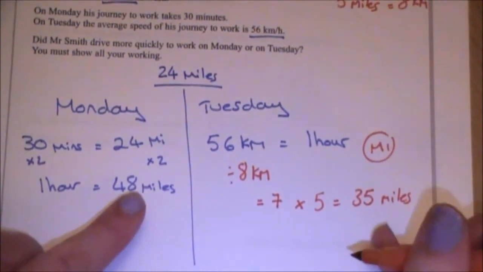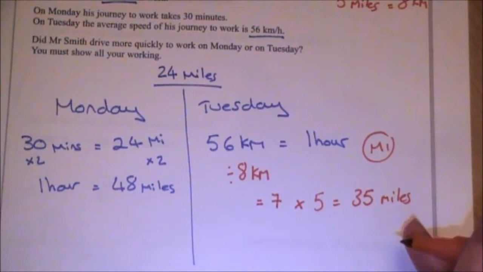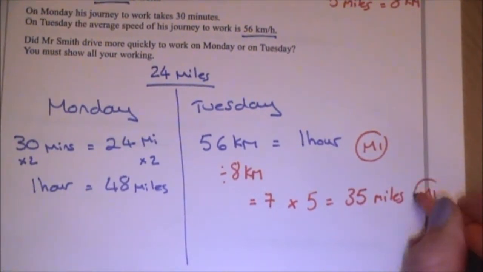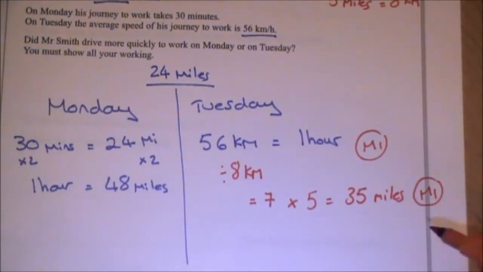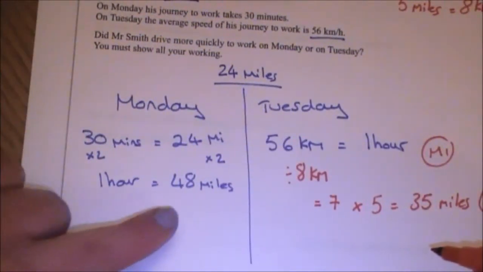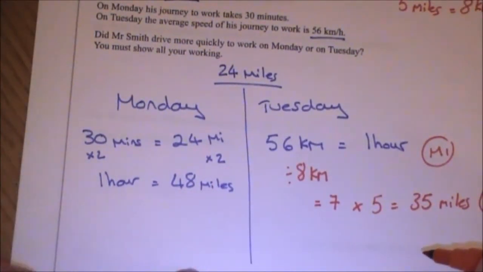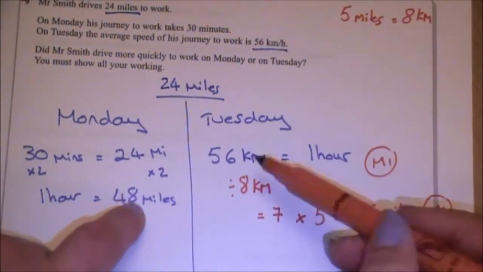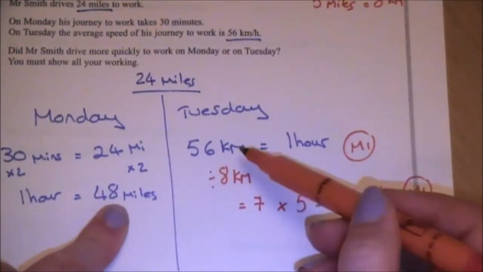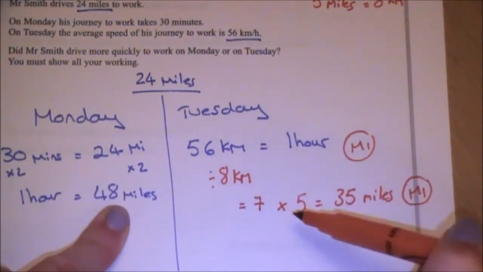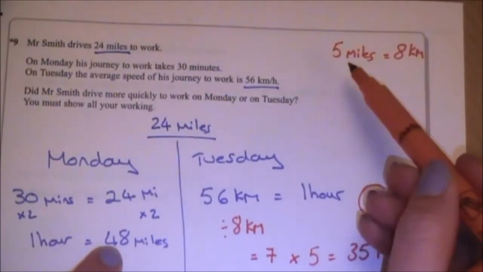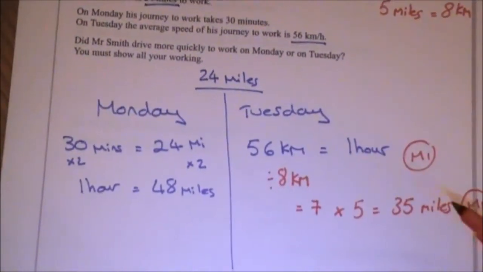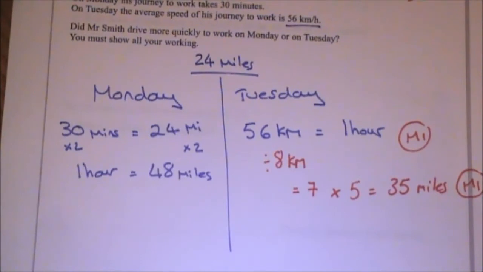So what I've managed to do now is get my distances in a standard unit as well, and that means I can get my second method mark for getting the units standardised. I could of course have changed 48 miles to kilometres, and in order to do that I would just do the opposite here. To go from kilometres to miles, I divided by 8 times by 5. To go from miles to kilometres, I'd need to divide by the 5 and then times by the 8. And that's all to do with unitary method.